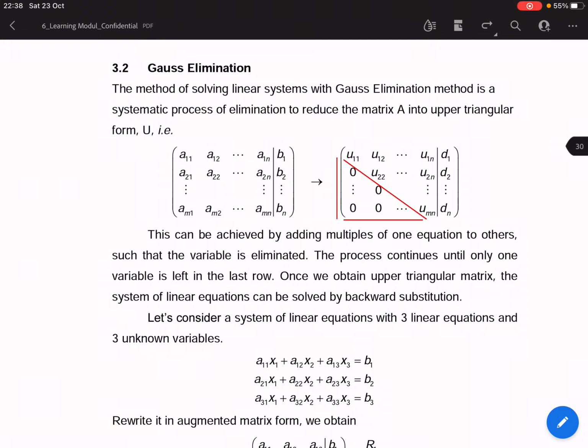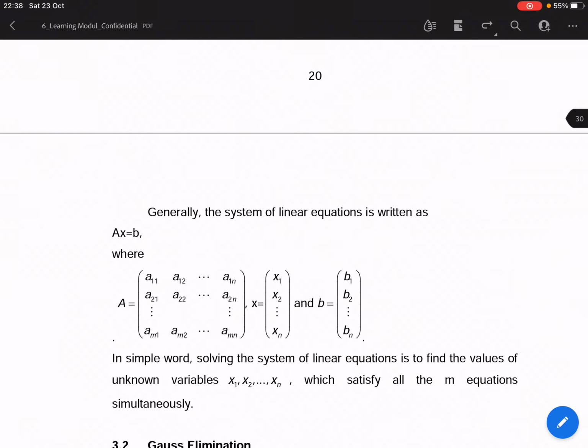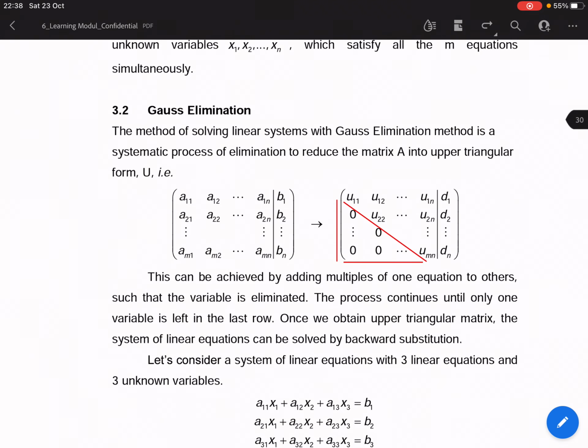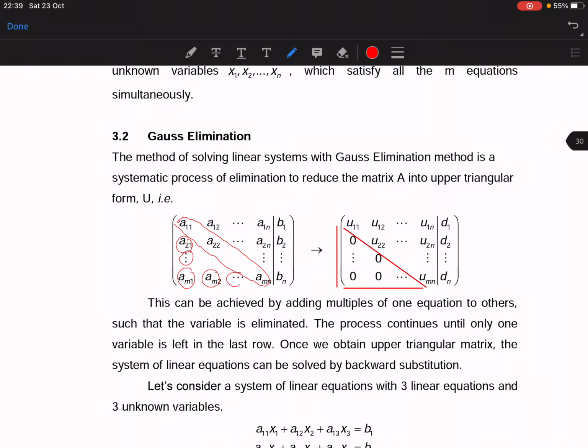So for today's session, we're going to look at the Gauss elimination method. This is part of systems of linear equations. As mentioned in our previous class, the concept of Gauss elimination is that we're trying to make sure anything below the diagonal becomes 0, meaning A21, AM1, anything in between, becomes 0. From here it will become something like this.